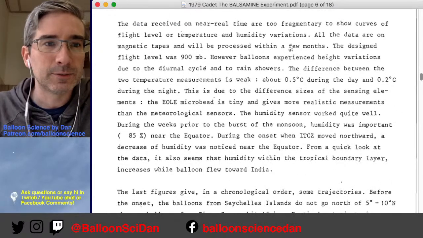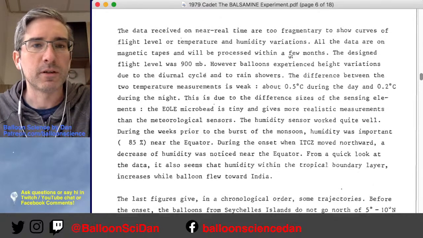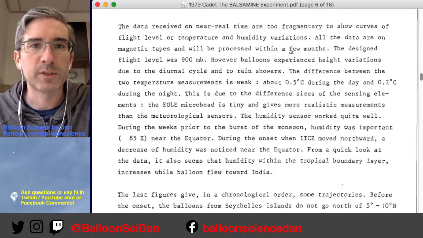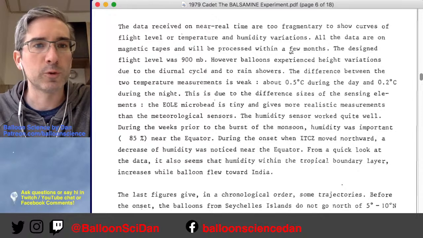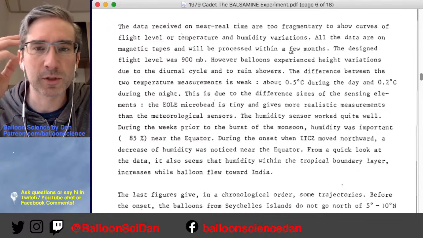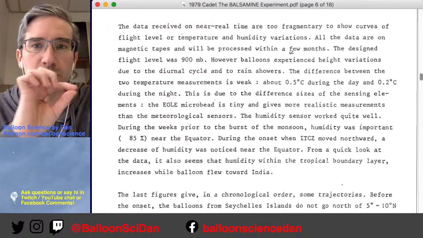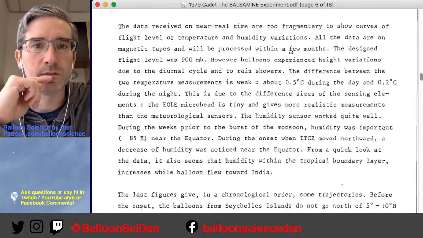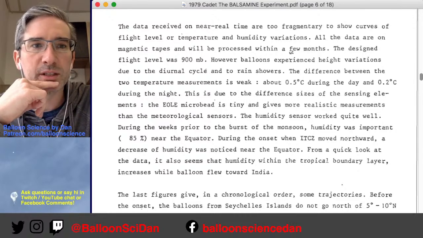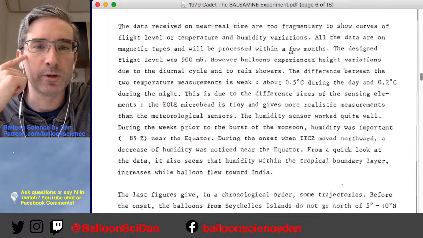Okay, so the data received in near real time are too fragmentary to show curves of flight level or temperature and humidity variations. That's interesting. All the data, oh, I see. This wasn't the full packet storage of 16 hours. This was just little snippets that they were receiving in the field, I think. All the data are on magnetic tapes and will be processed within a few months. Damn, back in the old days of computing.